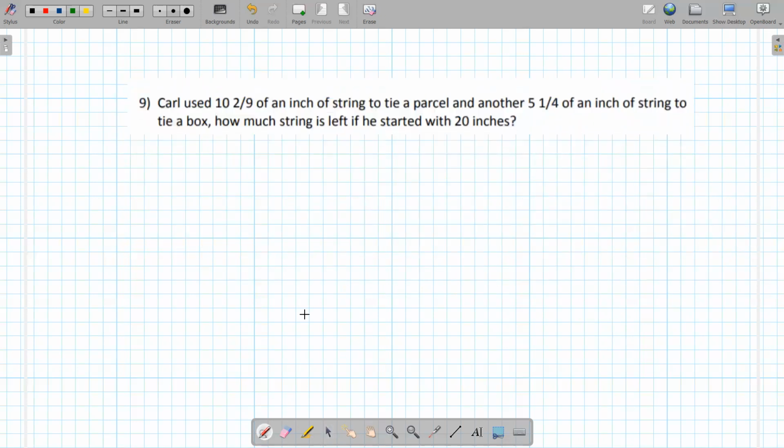Now again, look at this question. Of an inch, is this a times or a subtract? Subtract. Exactly, because times is when you do it to the total. But here we're interested in an inch, so this is a subtract question. So 20 minus 10 and 2/9 is what? 92/9, yeah? Minus 5 and 1/4, that is 21/4, right?